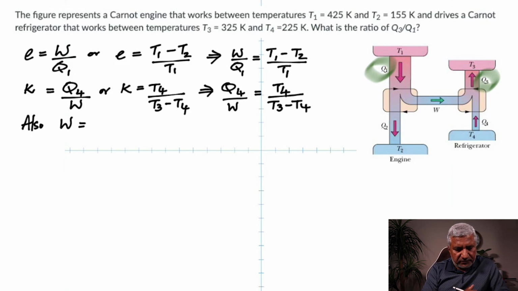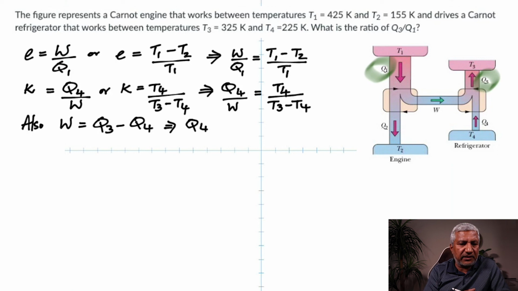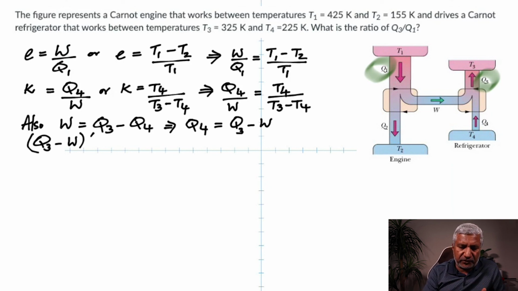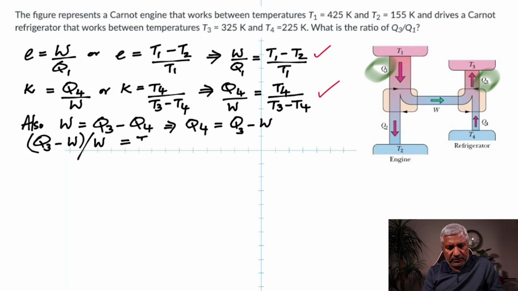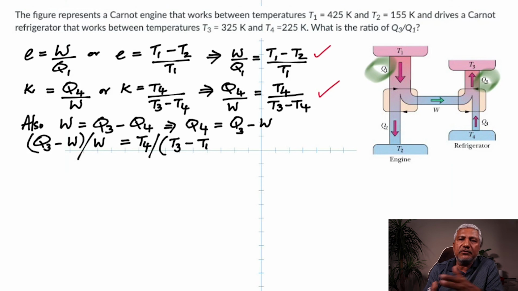All right. But work is also Q1 minus Q2 or Q3 minus Q4. Yes. I did mention that, didn't I? Yep. Work is also Q3 minus Q4. So from there, I could get Q4. Now you can solve in any way you like after you get these two. You can even do it without using that intermediate step. If you know what you're trying to do, after those first two, you can get it.